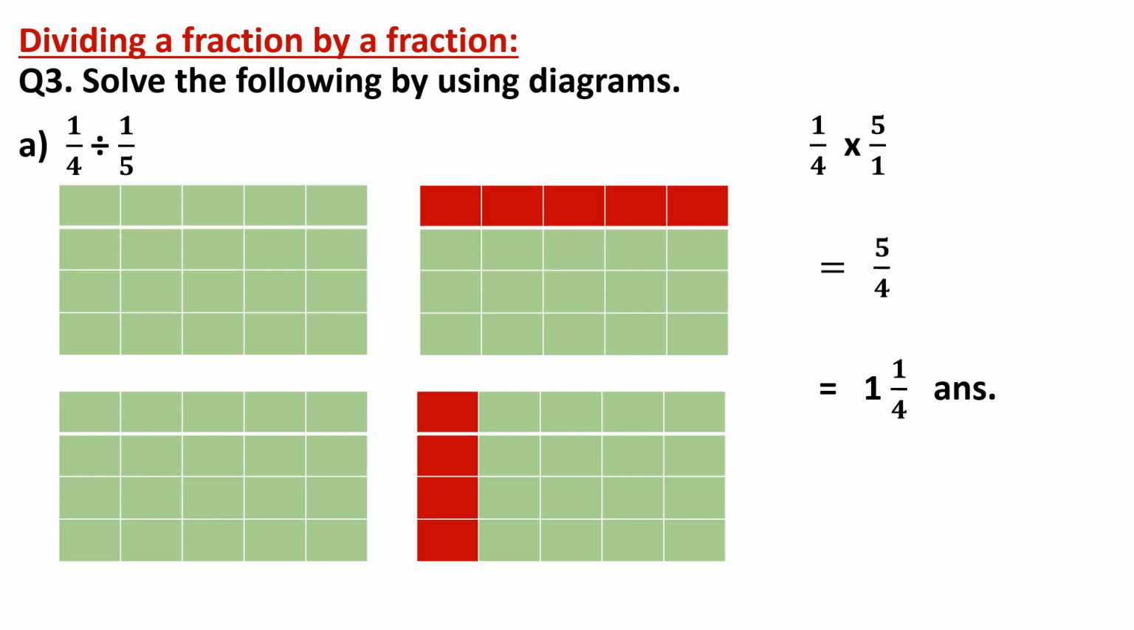You can see here, children, dividing a fraction by a fraction. This is the third category. Solve the following by using diagrams. So 1 by 4 divided by 1 by 5. Okay. So the first fraction shows the number of rows and the second fraction shows the number of columns. Okay. So 4 and 5. So we are getting 4 into 5.